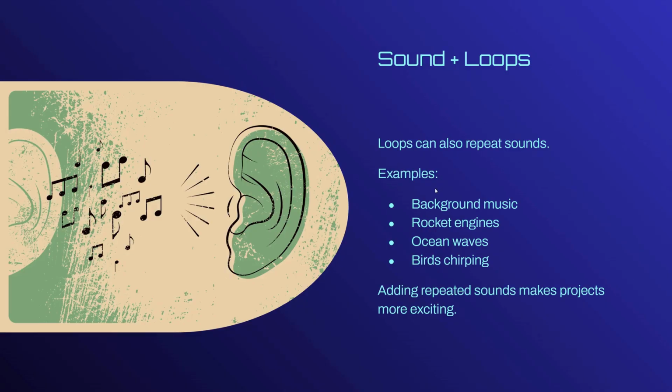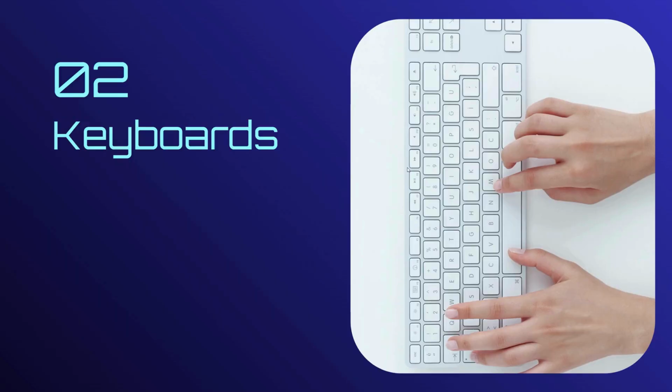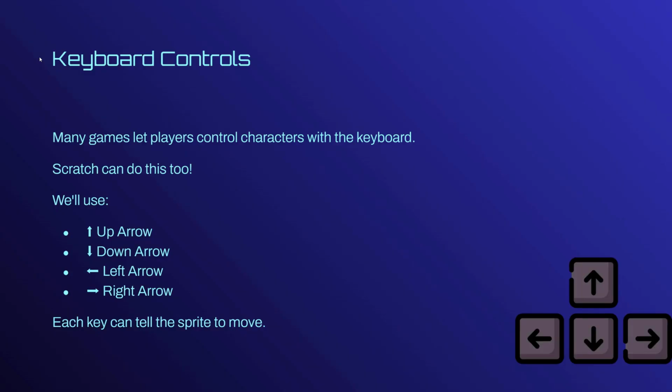Part 2. Keyboard controls. Many games let their players control the characters with the keyboard. Scratch can do this as well. We can use the up arrow, down arrow, left arrow, and right arrow. Each key can tell the sprite how to move using the arrow keys.